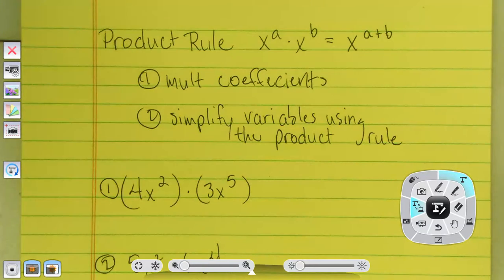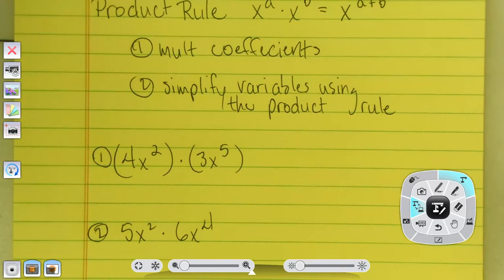Now, remember, don't confuse that with what we talked about yesterday. When we add and subtract, the terms have to be like, and those exponents have to be like, but it's okay to multiply variables with exponents. And when we do, we add those exponents. I'm going to show you why that actually works here in just a second. Okay, so we'll multiply the coefficients, and then we'll simplify the variables using the product rule by adding their exponents.